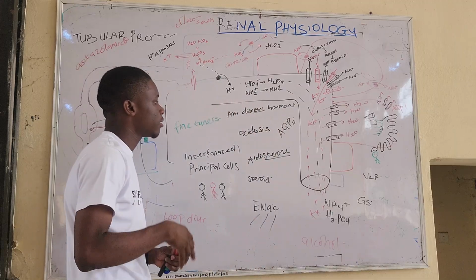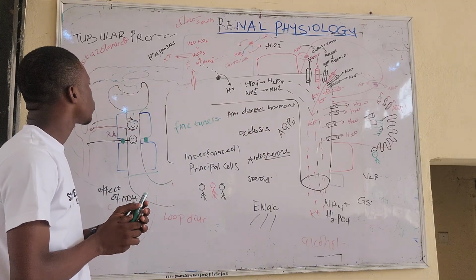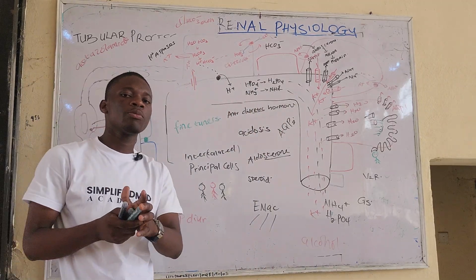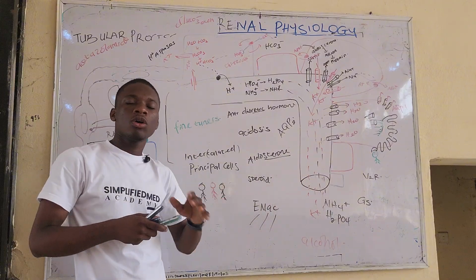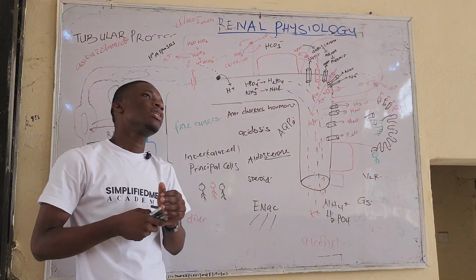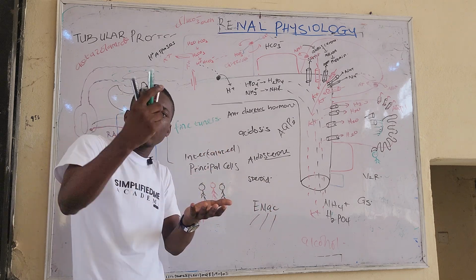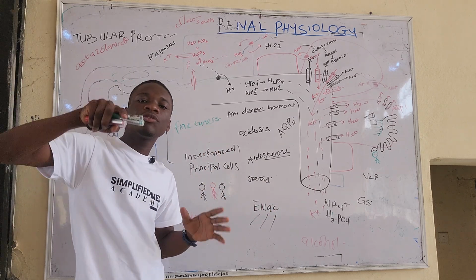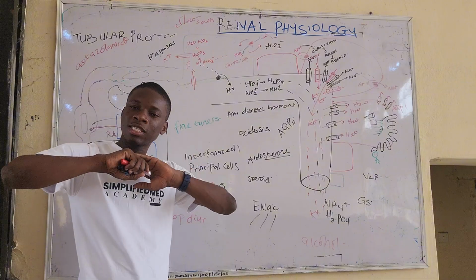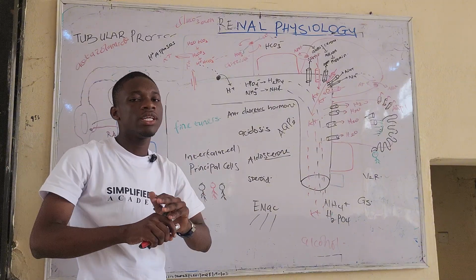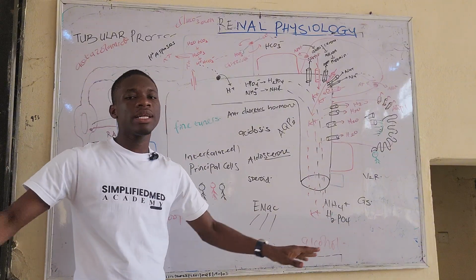So I think I will stop at this point. In my next class, I'll talk about the mechanism of urine concentration and dilution. I won't talk about clinical correlates now, because in the last video of this renal physiology series, I will talk extensively on clinical correlates alone. I'll talk about renal abnormalities alone.